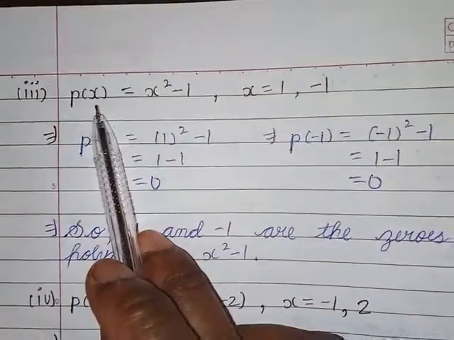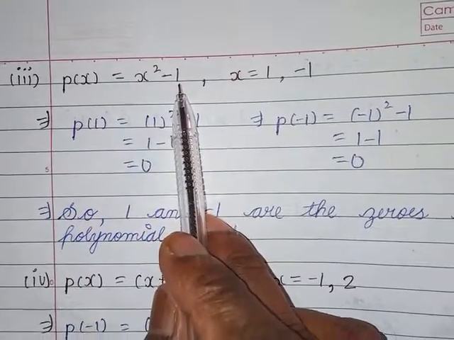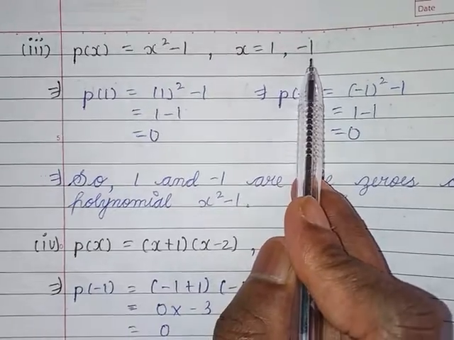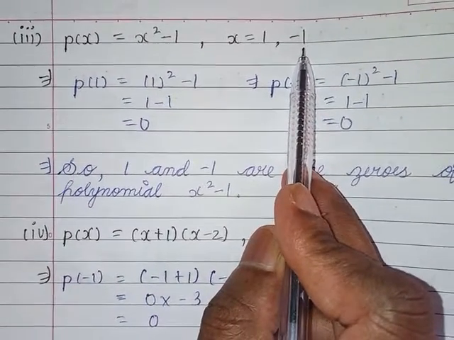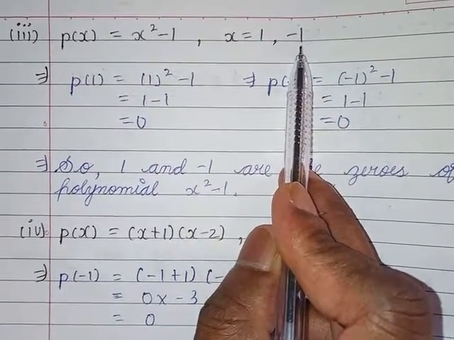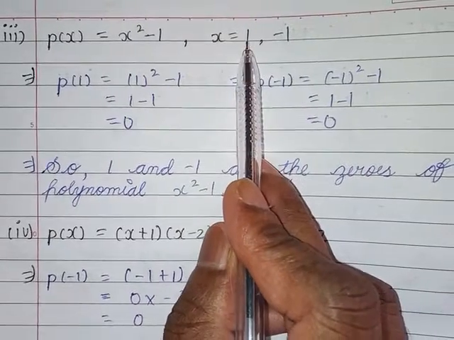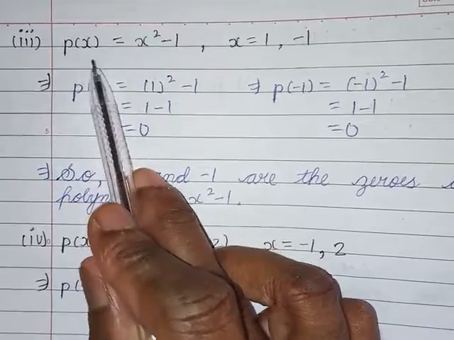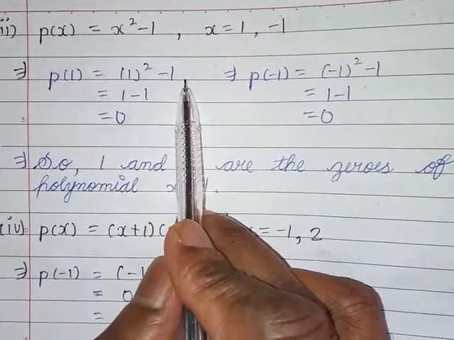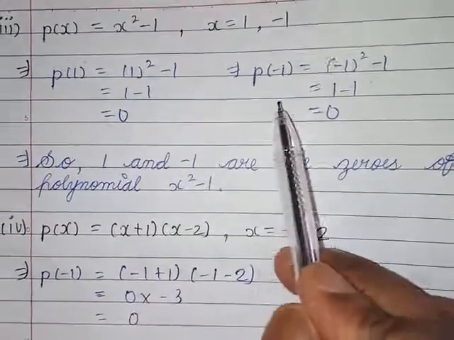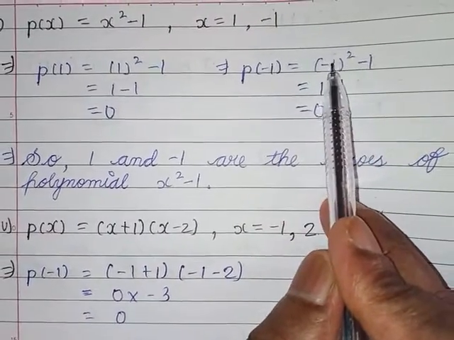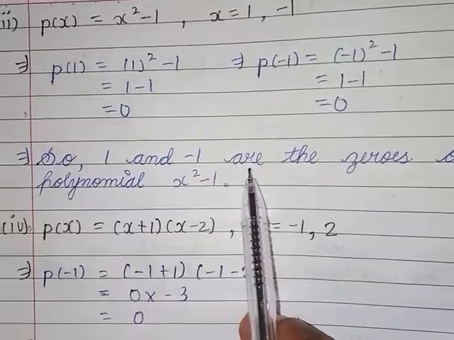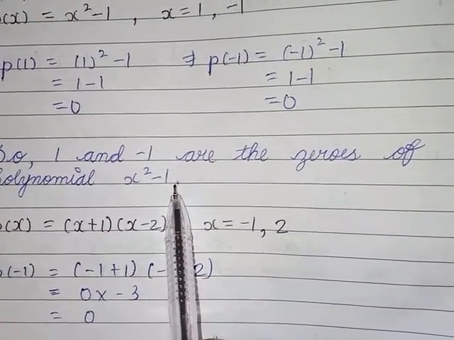Now P of x is equal to x square minus 1. We have to check x is equal to 1 or x is equal to minus 1, whether they are the zeros of the given polynomial or not. First substitute x is equal to 1 in here. So what will become? P of 1 is equal to 1 square minus 1. 1 minus 1 is 0. P of minus 1, again minus 1 square is 1. So 1 minus 1 is 0. So 1 and minus 1 are the zeros of the given polynomial.